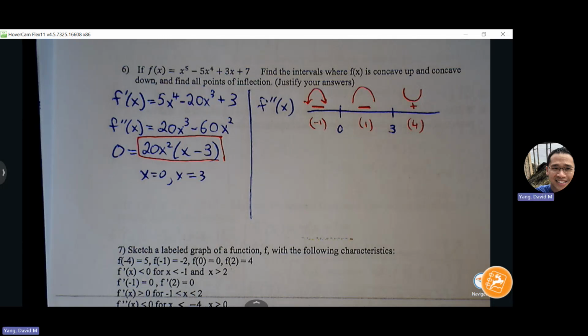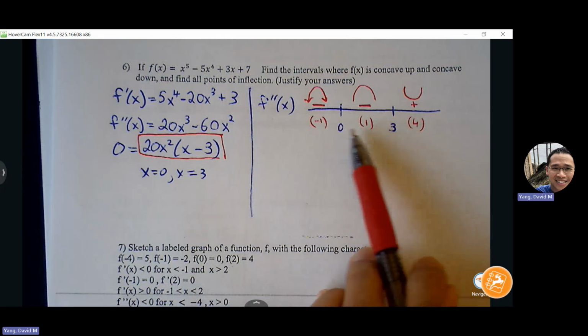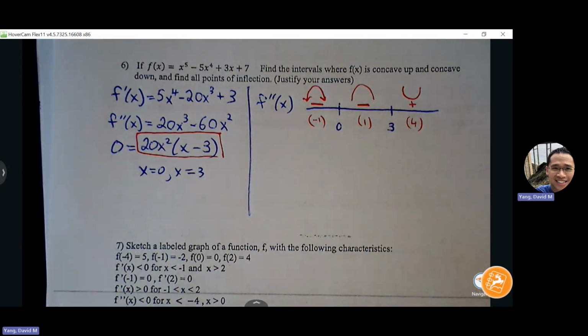Hey, Fred. Yeah, that's fine. Okay. Yeah. Scott, do you see anything with zero and three that makes one a point of inflection and the other one not? Oh, no, I was asking. Yeah, I took that 5 minutes. Yes.